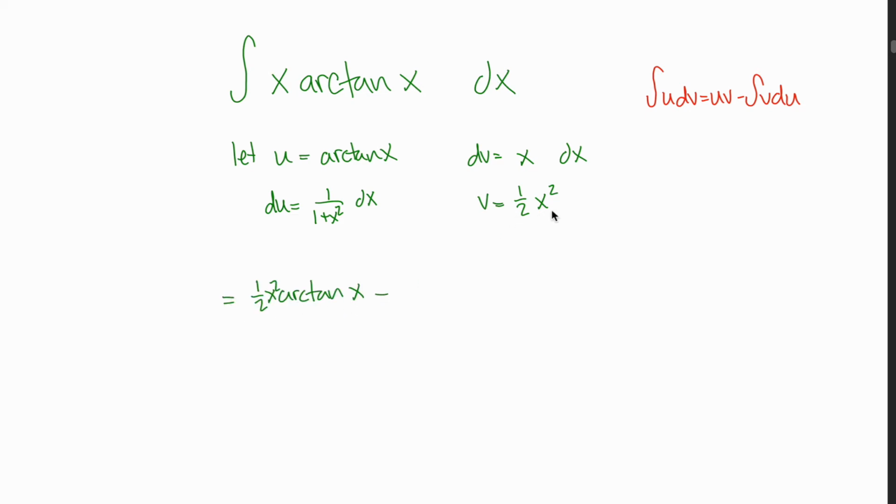u times v, I'll actually write v times u because I think it looks prettier, minus the integral of v du. I'm going to take this constant on the v and put that in front of the integral. So I'm left with, I guess I can throw the x squared up on top, over 1 plus x squared. And we got this far in office hours today, and then I was like, all right, and then I'm not sure what you do.